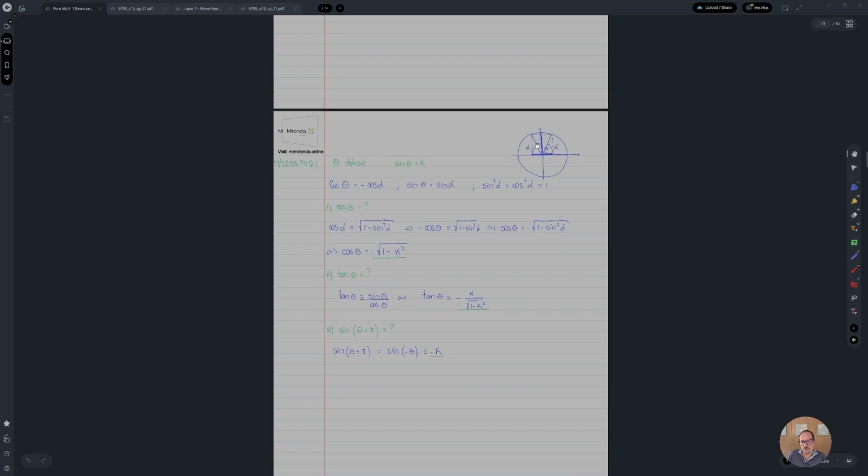I didn't draw it, but the angle would be this. And where would the sine be measured? Again, in the y-axis, it will be over here. It will be a line starting over here, going over here. And how big is this in length? It's the same as that. But because it's pointing in the opposite direction, it's going to be minus k.